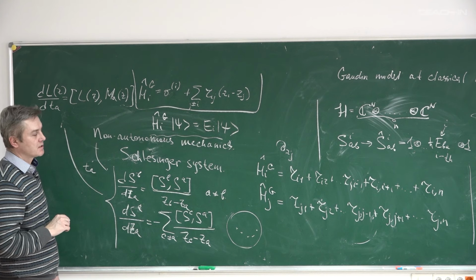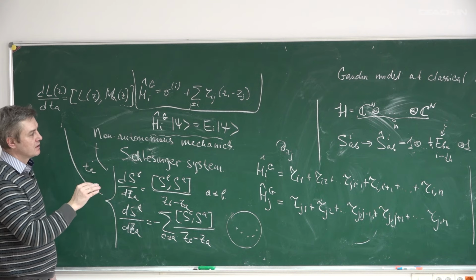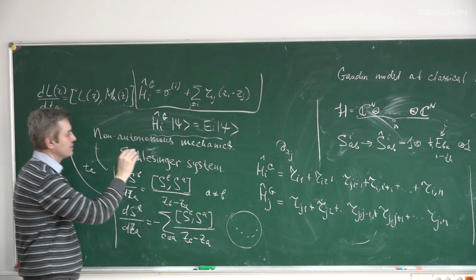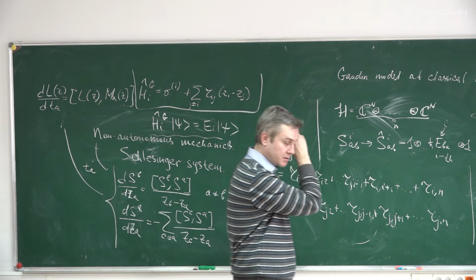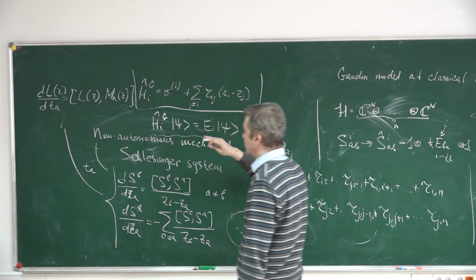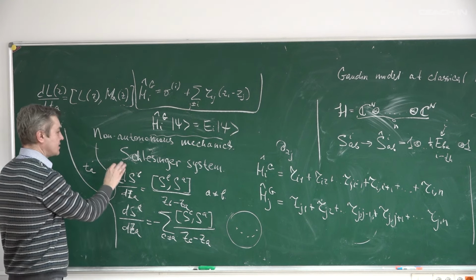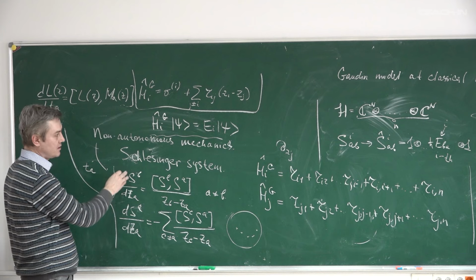Okay, so now let us fix it. The quantization of Gaudin model is very natural, and it is given by what we have already considered, and even more, we explained how it can be solved by means of the Bethe ansatz method. And if we consider the Knizhnik-Zamolodchikov equations, then these equations can be considered as non-stationary Schrödinger equations. And at classical level, it means non-autonomous mechanics, non-autonomous generalization of integrable systems. These Schlesinger systems are not integrable, I should say.